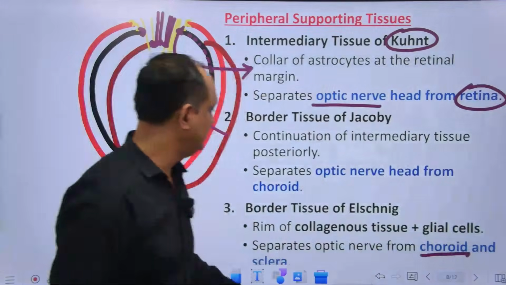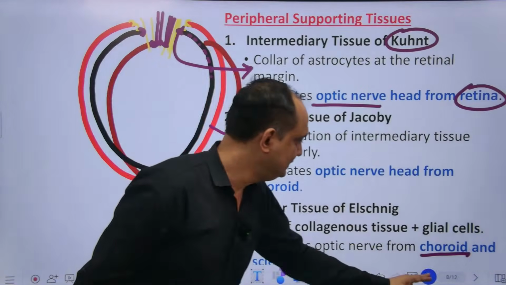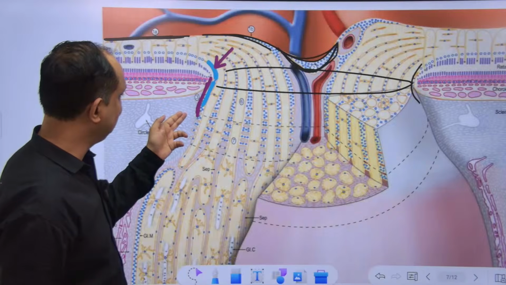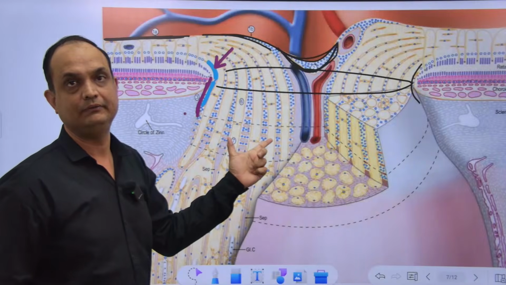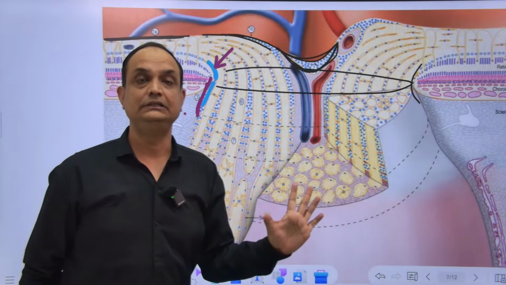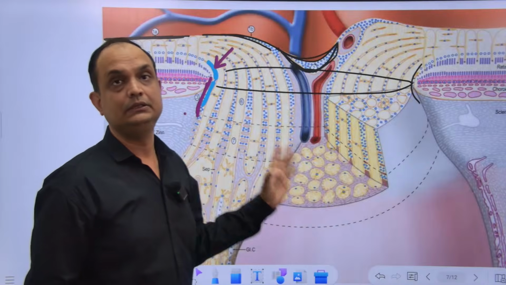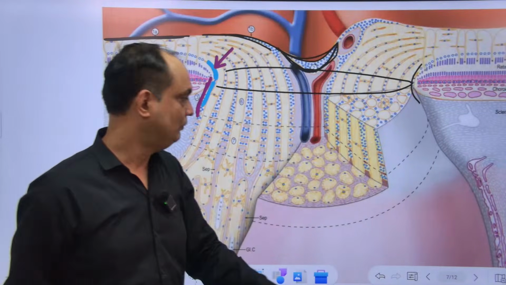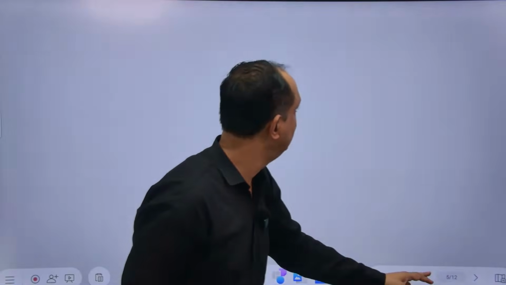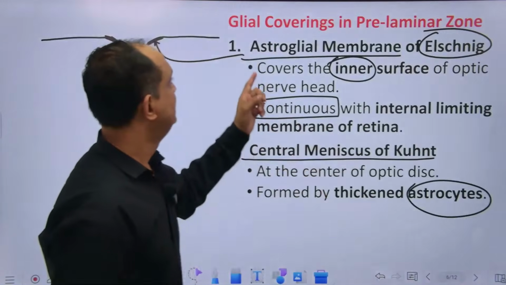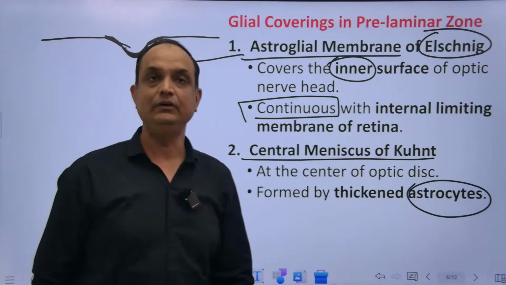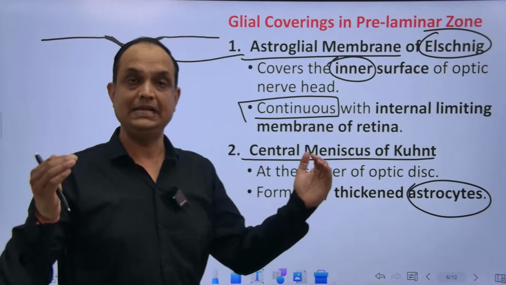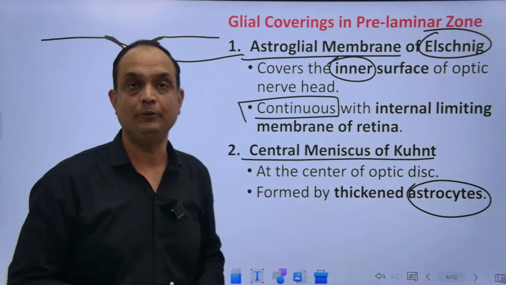Then what is the third layer? Border tissue of Elschnig. So this is the border tissue of Elschnig separating the choroid and sclera both from the optic nerve. Clear? So dear students, whenever you are reading the optic nerve head, these 5 names are there. What are these 5 names? Again, I will revise. The first name is the astroglial membrane of Elschnig. What is that? It is a modification of the internal limiting membrane as it approaches the optic head.